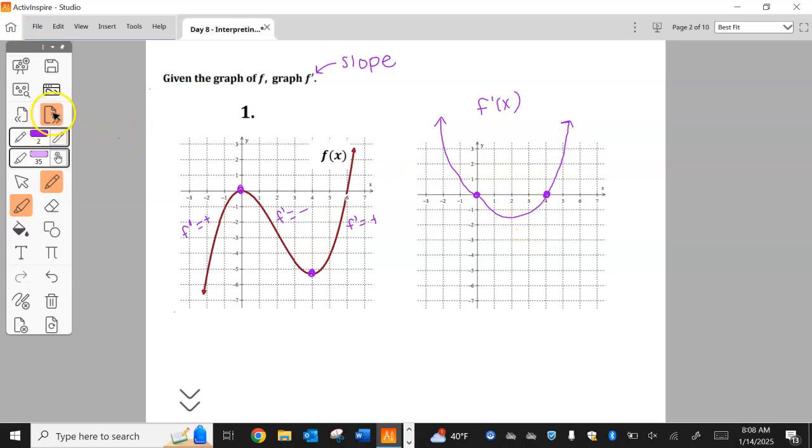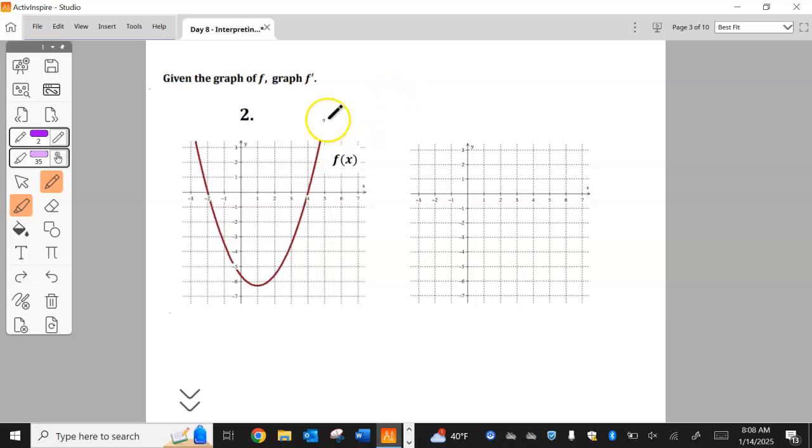Now let's look at one going the other way, or actually let's do one more just regular graph of f. Given the graph of f, graph f prime, so the slope. So I'm going to look at this graph right here. I have a slope of 0. So when x equals 1, I know the slope is 0. So I want the y value to be 0, because on our f prime graph, the y-axis is the slopes of this graph. So that's why I have a point here at 0.